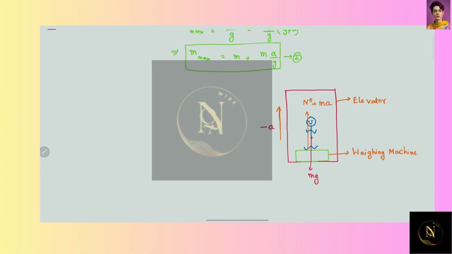So this is the case when the elevator is moving up with constant deceleration a. In this case, again, with respect to the reference frame of the elevator, I can write that N double prime plus m into a has to be balanced by mg, or we can write the net normal reaction force will be m into g minus a. Let's name this equation number 3.